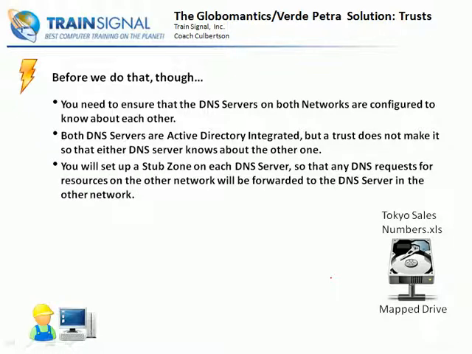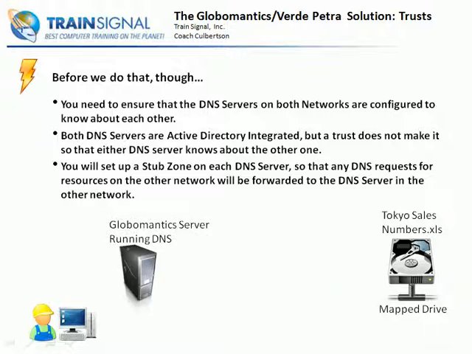Now here's what you're going to do. Okay, we're going to create what we call a stub zone on each DNS server. So this way, any DNS requests for resources on the other network will be forwarded over to the DNS server in that other network. Okay? But if we don't have those stub zones, we're going to have some problems. All right? So here's how it's going to work.